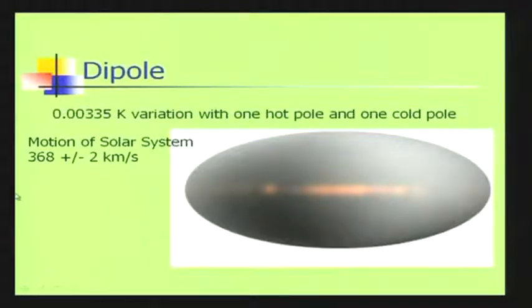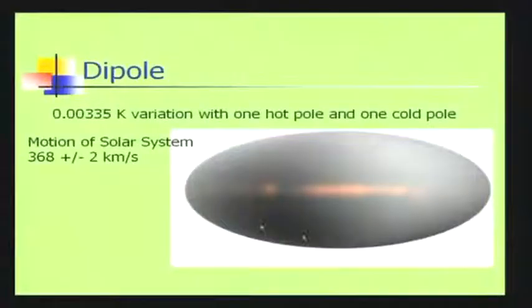The temperature variation of this dipole is 0.0035 Kelvin. So it is around 1% fluctuation. I said 0.1%, not even 1%. Sorry, this is a 0.1% fluctuation in the temperature. And there is one direction in the sky in which the temperature is this much hotter, and another direction in the sky where the temperature is this much colder.